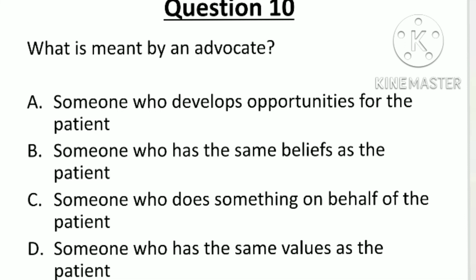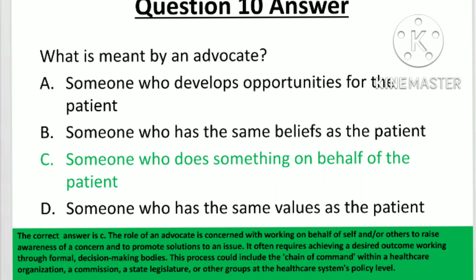Let's see the last question. Question 10. What is meant by an advocate? Is it a lawyer? We have heard that they always work as an advocate for my patient, or patient advocate. So let's see. A, someone who develops opportunities for the patient. B, someone who has the same beliefs as the patient. C, someone who does something on behalf of the patient. And D, someone who has the same values as the patient. So let's see the option. So the answer is C, someone who does something on behalf of the patient.